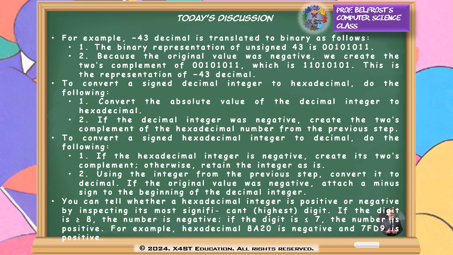I have summarized it in this slide. You can tell whether a hexadecimal integer is positive or negative by inspecting its most significant, or highest, digit. If the digit is greater than or equal to 8, then the number is negative. If the digit is less than or equal to 7, then the number is positive. For example, you have 8A20. This is negative for signed, sign 1. If unsigned, then you have no problem. If you have 7FD9, it indicates that this hexadecimal is positive.